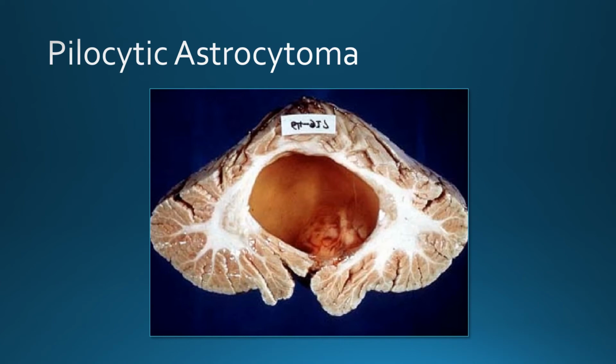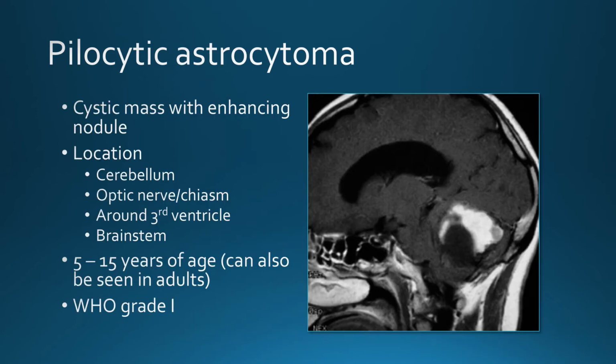You can see the large cyst with a nodule in the wall here. So these are typically a cystic mass with an enhancing nodule, most often in the cerebellum, but also occurring in the optic nerve and chiasm, around the third ventricle, and in the brainstem. Usually these are seen in children, but can also be seen in adults, and they're WHO grade 1.